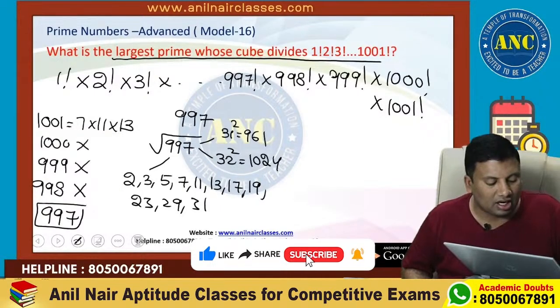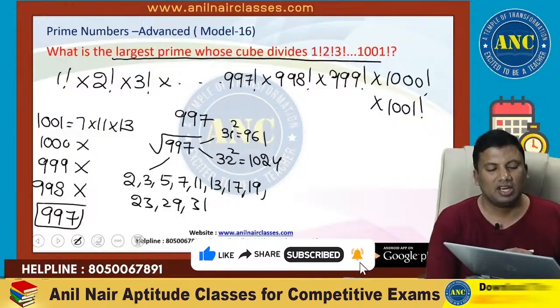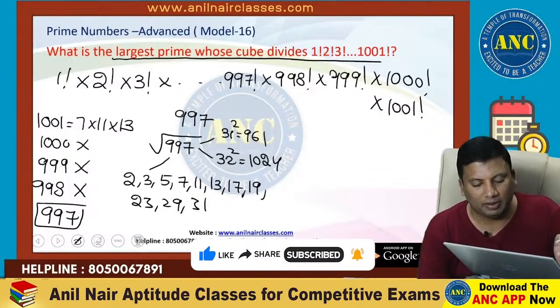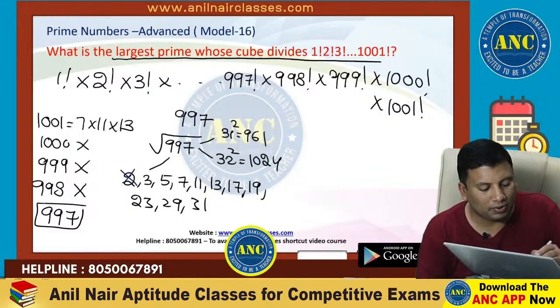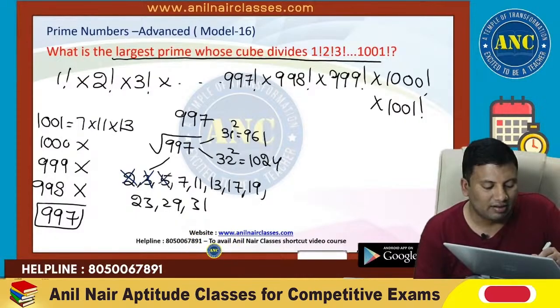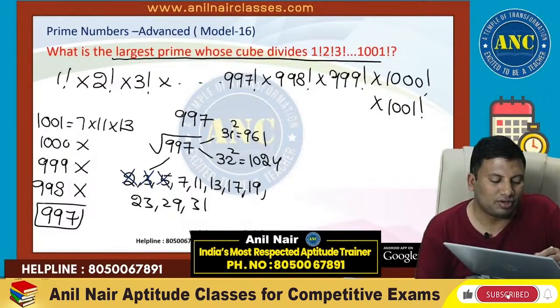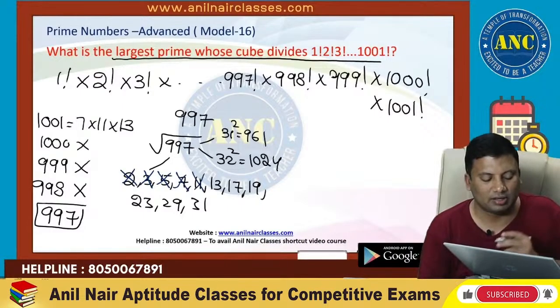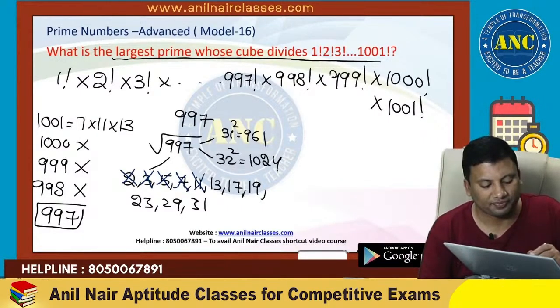If it is not divisible by any of these numbers, then 997 is a prime number. 2 not possible. For 3, the sum of the digits should be divisible by 3. 5 not possible. 7 4s are 28, not possible. 11 not possible, sum of odd and sum of even places not matching.